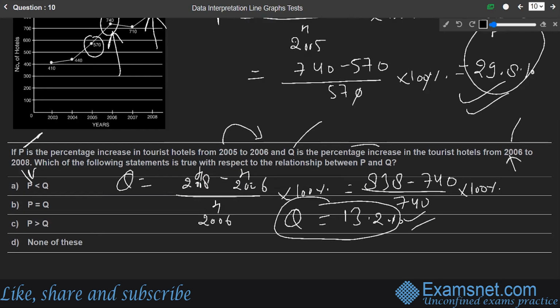The first option is P is less than Q, but P is higher than Q, so the first option is not right. P equal to Q, no, they are not equal. P is greater than Q. This is the right answer. 29.8 is greater than Q. So that is the right answer, option C.